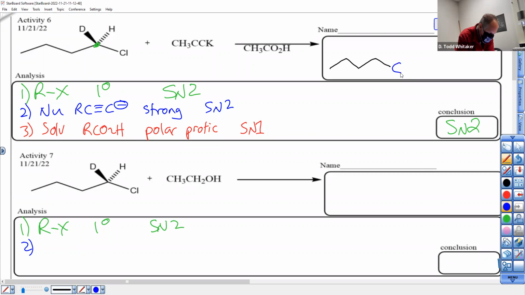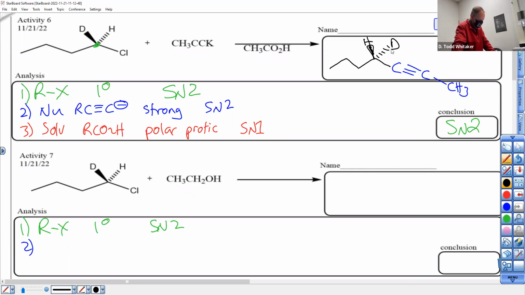C triple C, CH3 right there. What happens to a stereo center in an SN2? You're going to tell me what goes on the wedge and what goes on the dash. H on the wedge because we have a flipped stereo center, and D on the dash. Yep. Good stuff.